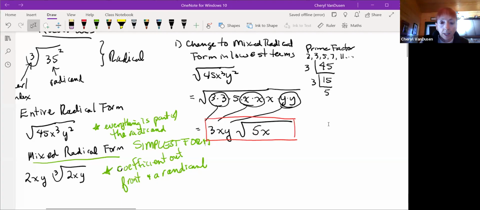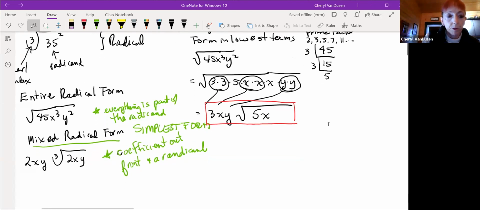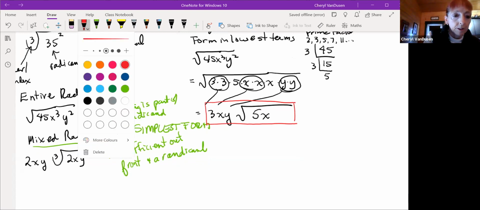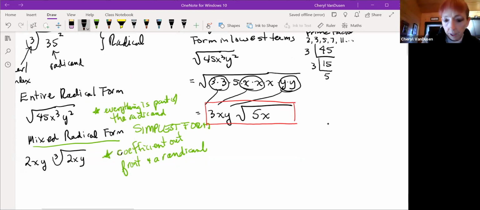Okay, so the second thing to do then is if we're given something in mixed radical form, let's figure out how we put it back into entire form. So question number 2 that we're going to go after is going to read: change to entire radical form.